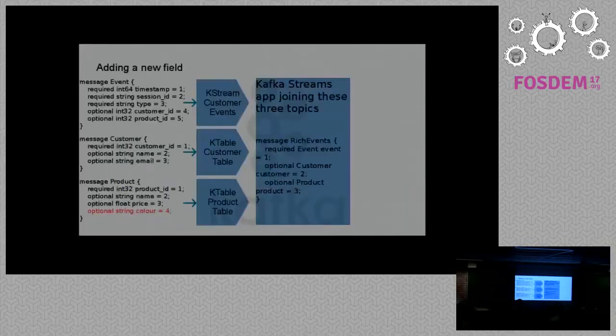Let's, for example, assume that in your product database someone adds a new field for the color of your product and starts writing that to the Kafka product stream. Now your streaming application is processing these events and putting them in the rich event message. And all that happens is now that the product contains an unknown field, which is the color, but everything else will just keep on working.